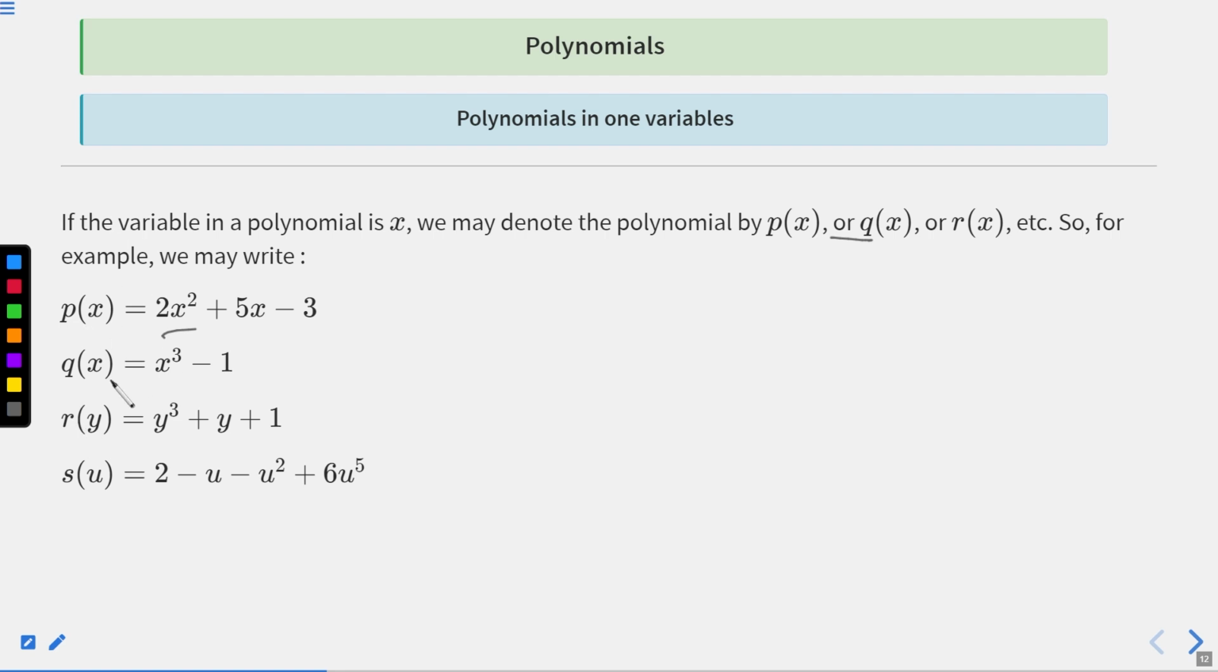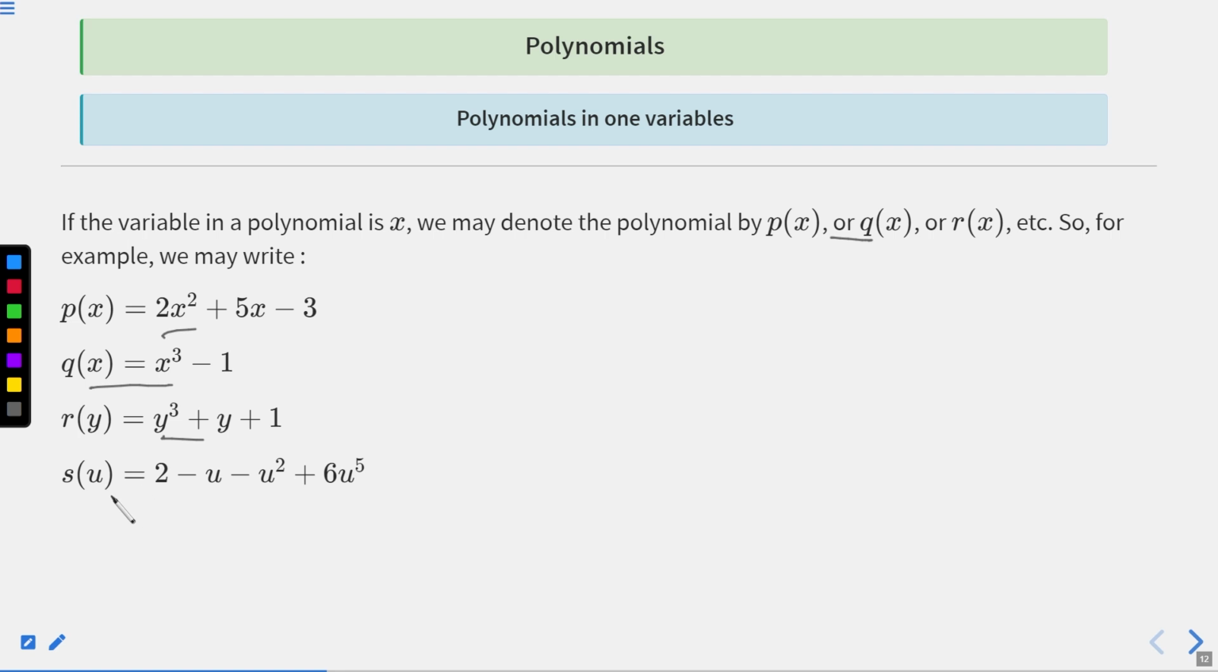And q of x is equal to x cube minus 1. This is a cubic polynomial based on degree, since the degree of q of x is 3. But based on terms, we have 2 terms in this polynomial, so this is a binomial. And r of y is equal to y cube plus y plus 1. Based on terms, this polynomial r of y is a trinomial, and based on degree, it is a cubic polynomial since it has degree 3.